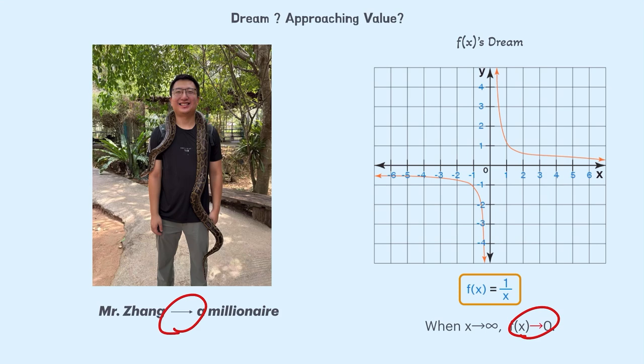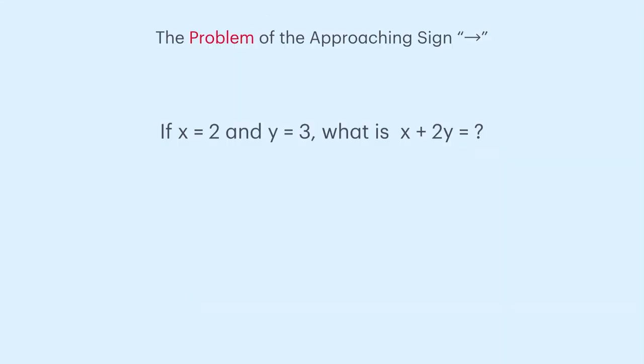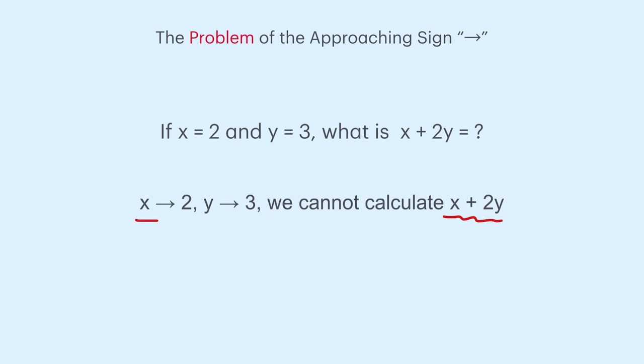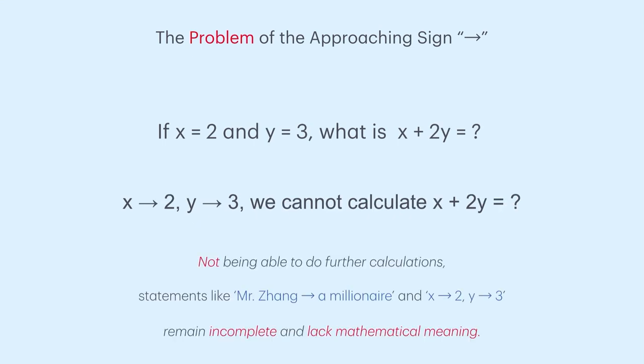But there's an issue. There's a problem with our approaching sign. When we have equal signs, we can do further calculations. For example, x equal to 2, y equal to 3. We will be able to calculate the exact value for x plus 2y by simply plugging in the numbers. But if we have x approaches 2, y approaches 3, we will not be able to calculate the exact value for x plus 2y because we don't know the exact values for x and y. And not being able to do further calculations, this approaching sign is kind of useless, in lack of mathematical meaning.